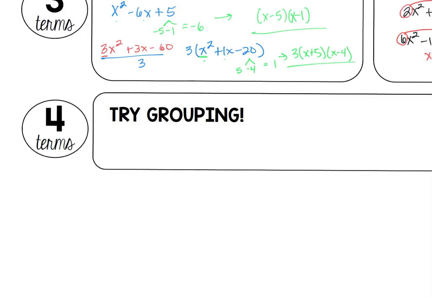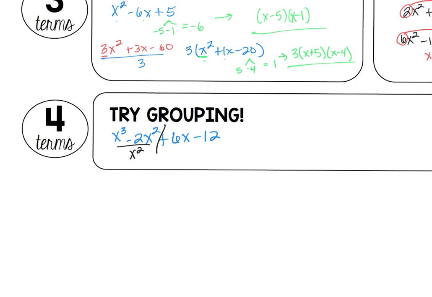Okay, if we have 4 terms, we try factoring by grouping. So that's when we split our 4 terms into 2 groups of 2 terms each and take out a GCF of each group. So for our example, we will start with x cubed minus 2x squared plus 6x minus 12. So my first step is to cut it in half. And I'm going to look at my first grouping and what goes into x cubed and negative 2x squared. The most we can take out of that they have in common is x squared.